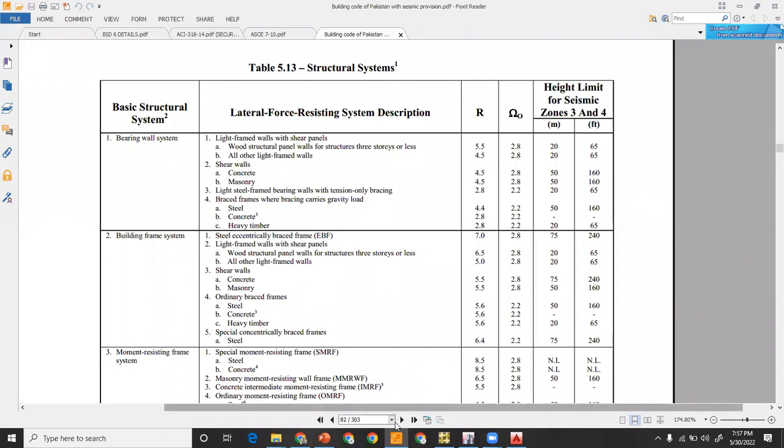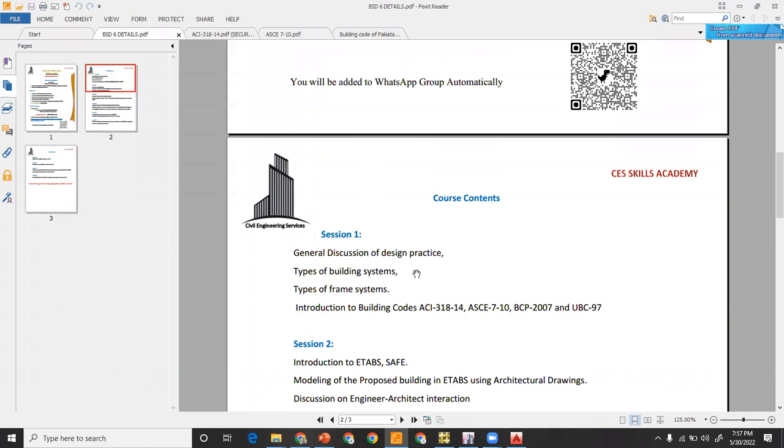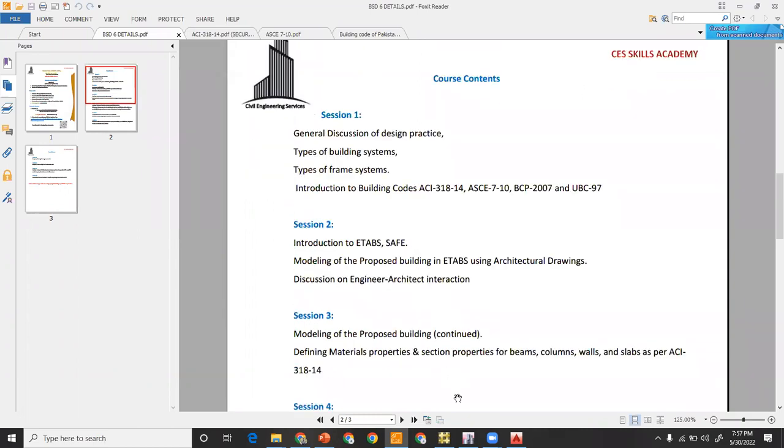The next is the introduction to SAFE and ETABS, which we will cover in session 2, and we will go through the different commands we will be using in this course. Most of the students are familiar, but some students are new to designing, so they will learn how to use ETABS and SAFE and what the different commands are, right? So this was the end of session 1. If you have any questions, you can ask.